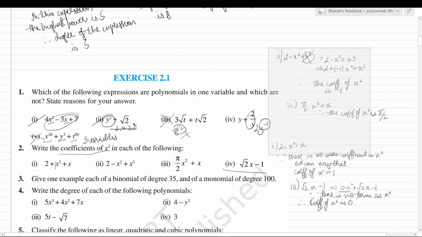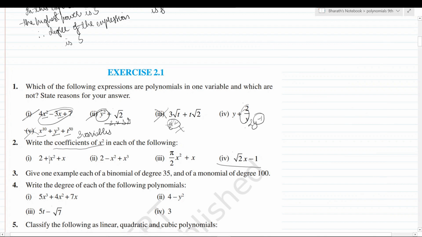Now here, give an example of a binomial of degree 35 and a monomial of degree 100. So when you write here question 3, what do we need? We need a binomial. Example of a binomial of degree 35. So this is a binomial, which means there are two terms in an expression.